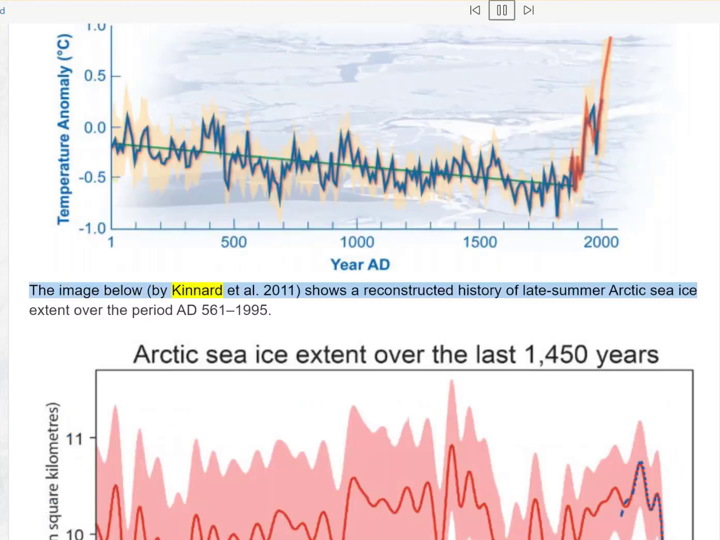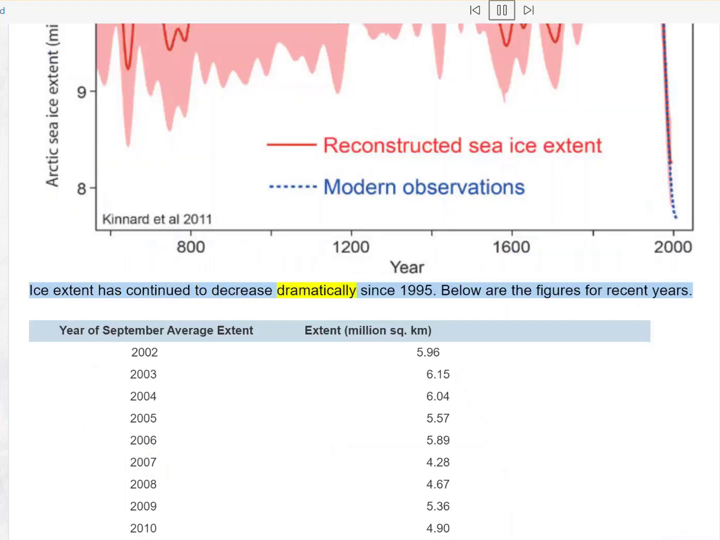The image below, by Kinnard et al. 2011, shows a reconstructed history of late summer Arctic sea ice extent over the period AD 561 to 1995. Ice extent has continued to decrease dramatically since 1995. Below are the figures for recent years. Year of September average extent. Extent, million square km.